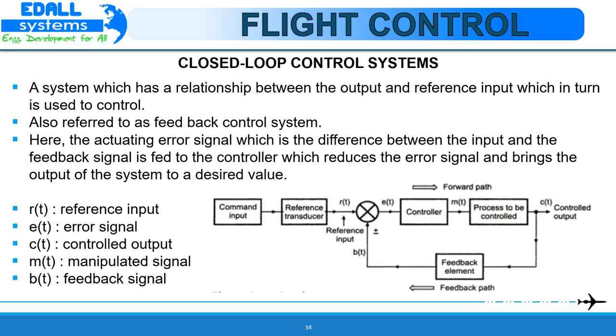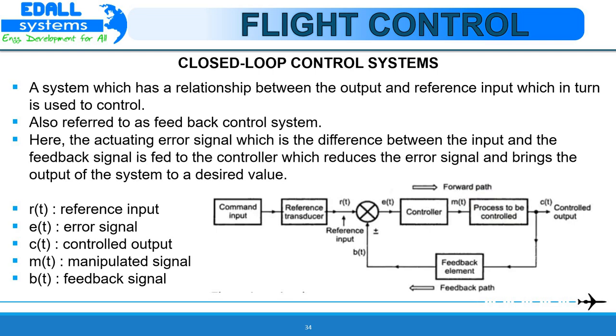The signal which is the output of the feedback element is called the feedback signal, B of t. It is then compared with the reference input, giving the error signal E of t equals R of t plus B of t, that is, the error signal is the sum of the reference input plus the feedback signal. When the feedback sign is positive, systems are called positive feedback, and if it is negative, it is called negative feedback. This error signal is then modified by the controller, which decides the proportional manipulated signal for the process to be controlled. This manipulation is such that the error will approach zero.